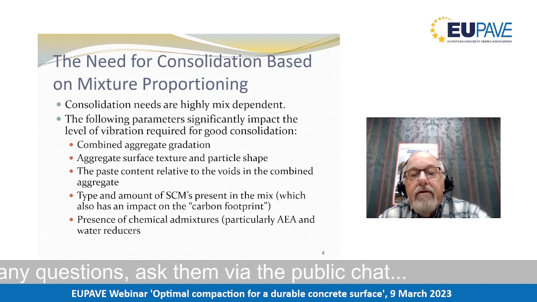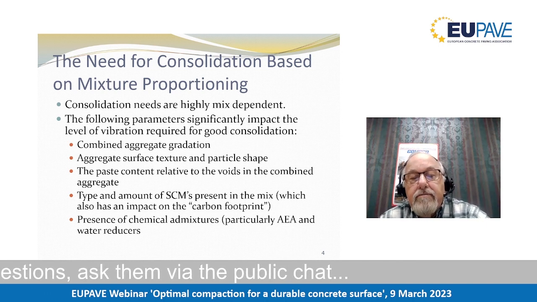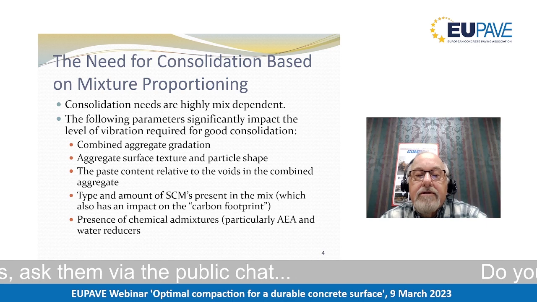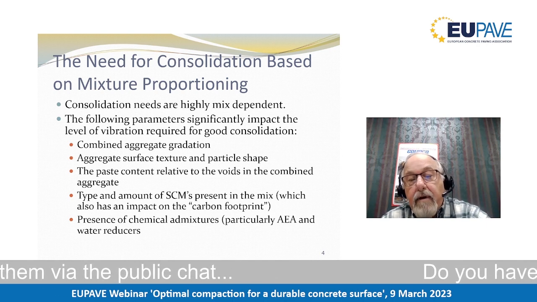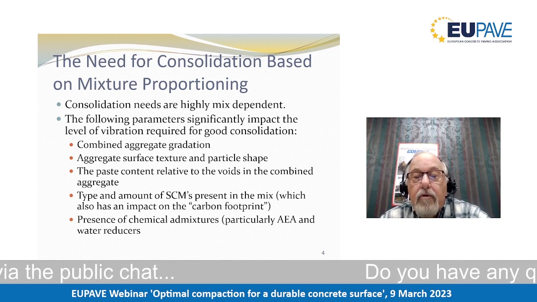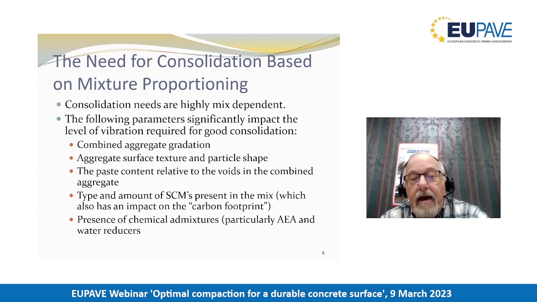The type and the amount of supplemental cementitious materials, i.e. fly ash, to some extent ground granulated blast furnace slag, that are present in the mix also have an impact. SCMs, for the most part, fly ash in particular, tends to be rounded, more rounded than the cement grains. So they act as a lubricant, and the higher the SCM content, the more fluid the mix is going to be for a specific water-cement ratio, all other factors being equal.